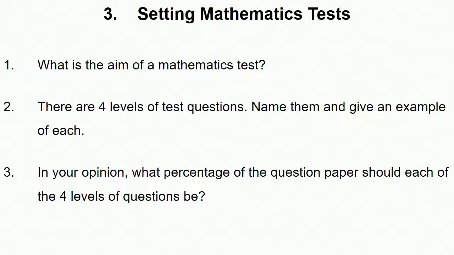Setting a mathematics test is also such an important thing, to ask the questions in the right way. And what are you testing? What is the aim of a mathematics test? Straightforward question. There are 4 levels of testing questions. Name them, give examples. So for 4 levels, for 4 answers or 4 facts, you must name them and discuss them a little bit, say what it is, and give examples. So 4 marks, 6 marks, 8 marks, depending on how much is expected.